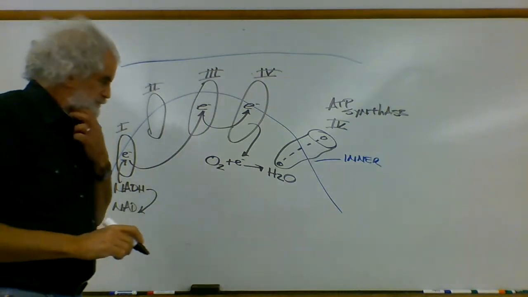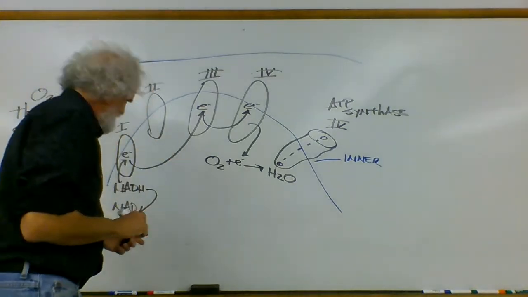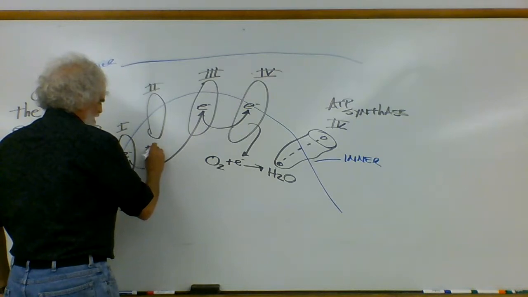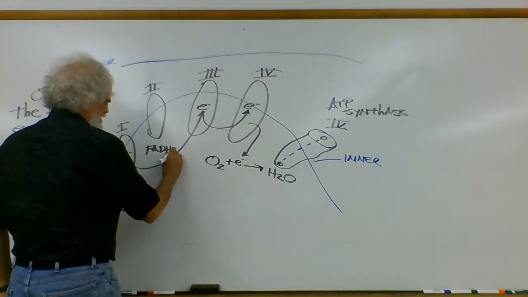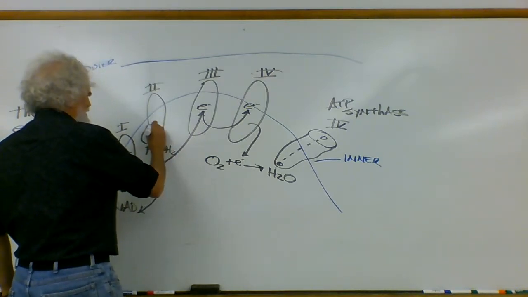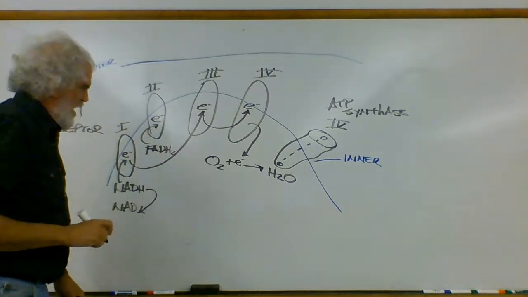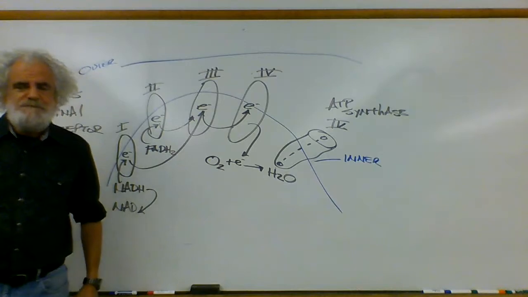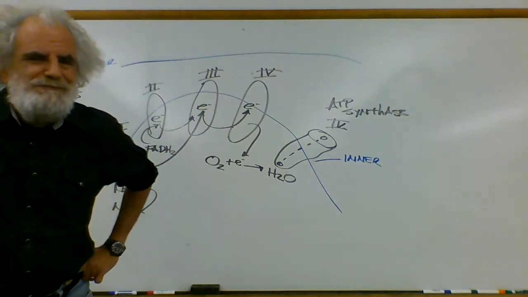All right, just so we can finish this up, complex 2 is where FADH2 dumps its electron. It doesn't have quite the high energy to deal with complex 1, so the electron is here. And then it passes it along as well. It just waits its turn. Okay? Yeah, it's a little complicated, but bear with me.